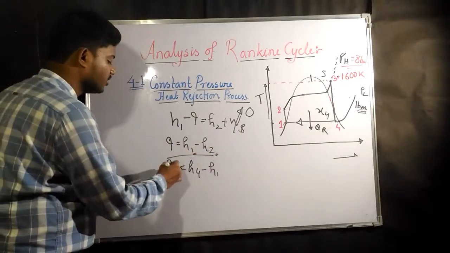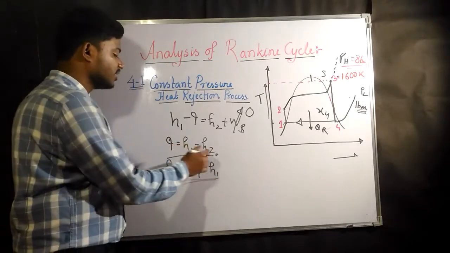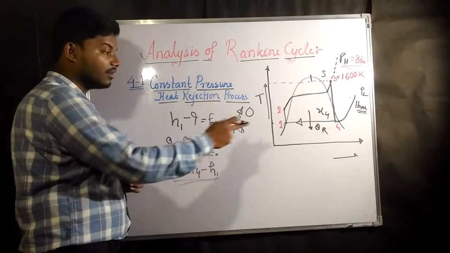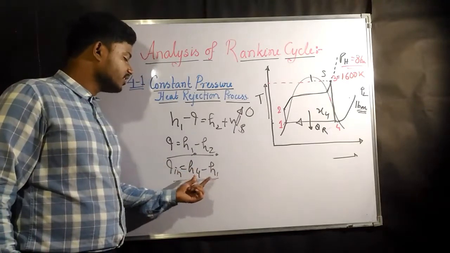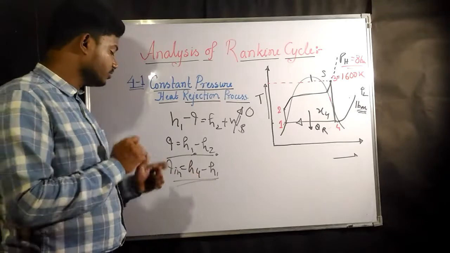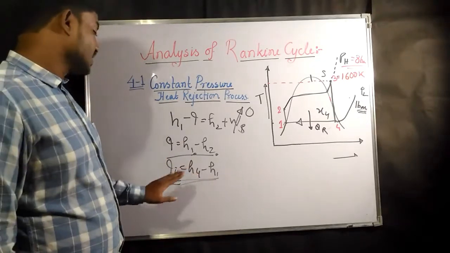This is for our case. For the general case it is H1 minus H2, going from 1 to 2. Now it is coming from 4 to 1. So the enthalpy difference of H4 and H1 is going to give us the amount of heat rejected.